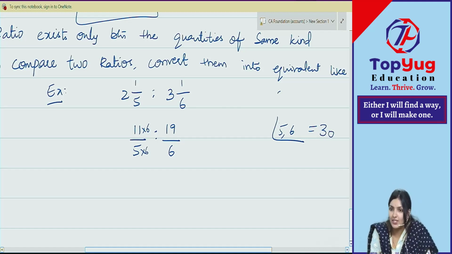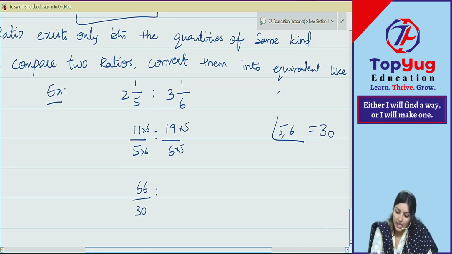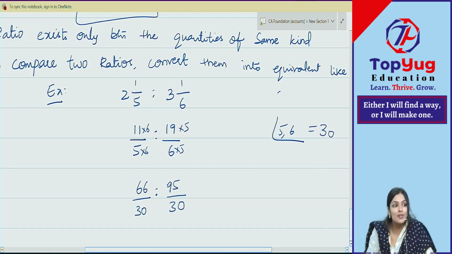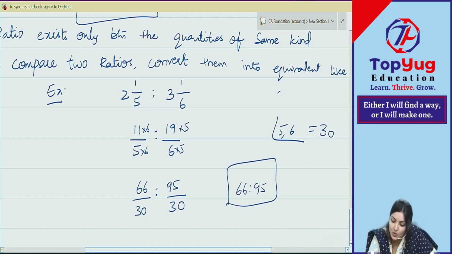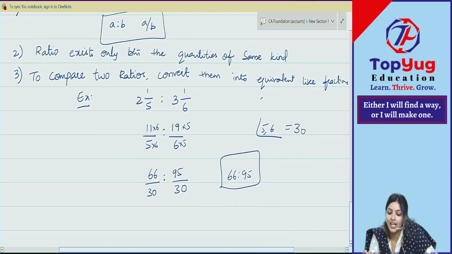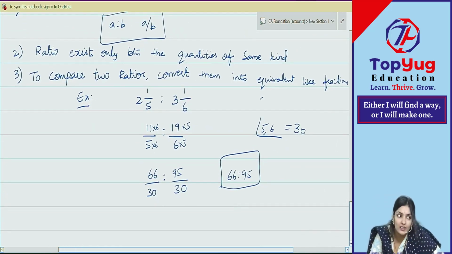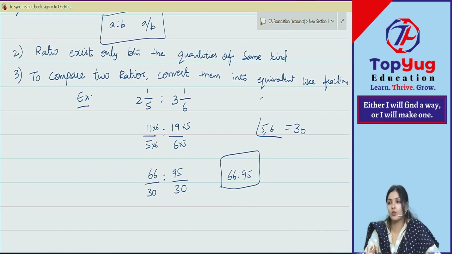So up 5 into 6. Here also we have to multiply with 6. 6 into 5. Here also we have to multiply with 5. So basically this will become 66 by 30. And this will become how much? 19 5 is 95. 95 by 30. Denominators have the same terms. So you can forego the denominators and you can write only 66:95. Right? Now this is known as equivalent like fractions. Understood? So in ratio we do it every time. This thing we do it every time. Let me know if I can proceed further.